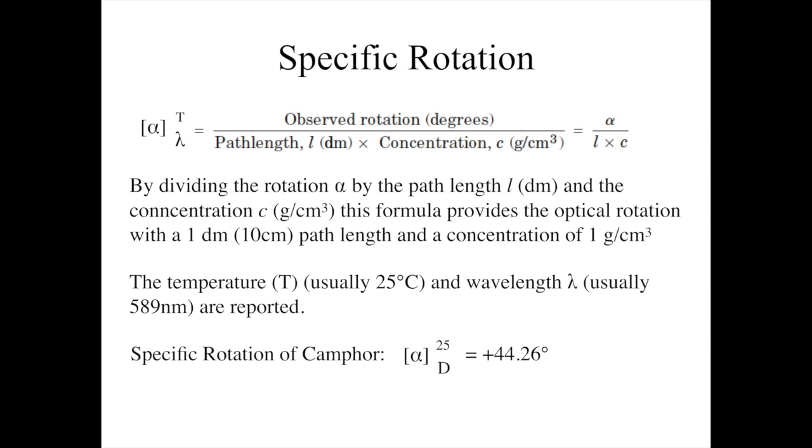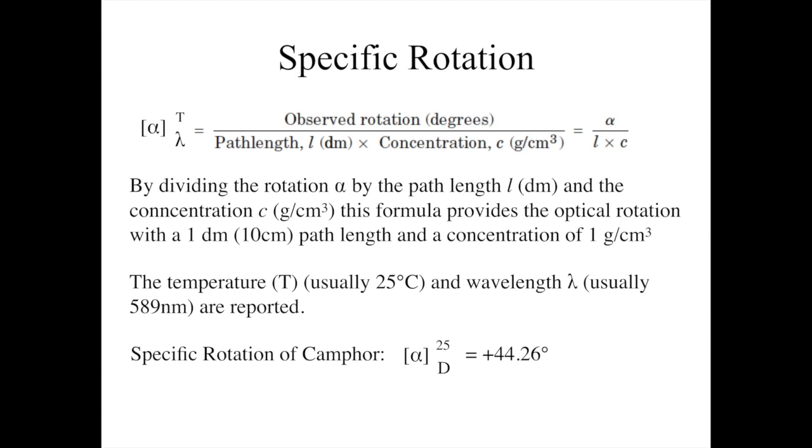Now the temperature and the wavelength are not corrected for in this calculation, but they're reported. So usually you make the measurement at a standard temperature, 25 degrees Celsius, and usually at a standard wavelength, 589 nanometers. So for instance, the specific rotation of camphor is positive 44.26 degrees, and that is the specific rotation after having been calculated using this formula.